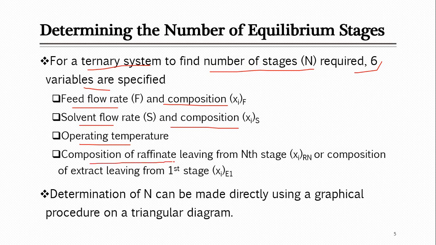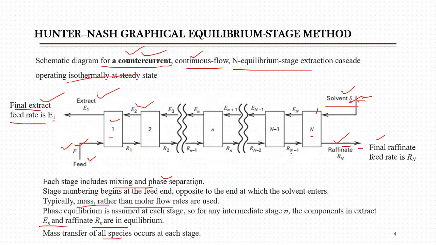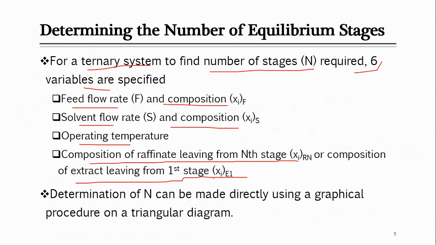The 6th one can either be the composition of raffinate leaving from the end stage, or the composition of the extract leaving from the first stage, like E1. So one of these will be enough. But if both of these are given, then some other component will be missing, maybe the solvent flow rate or feed flow rate or any other, because overall 6 parameters are necessary. We will discuss further, and you will see that we will definitely be looking for 6 variables to solve the system.